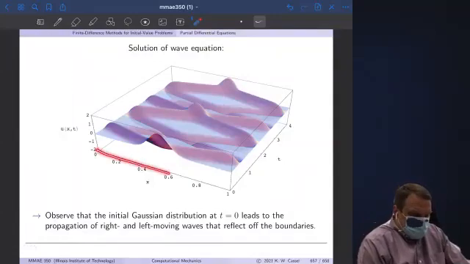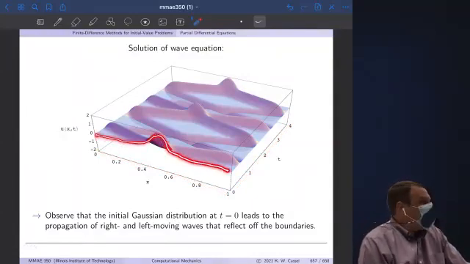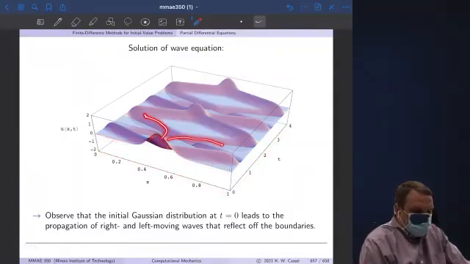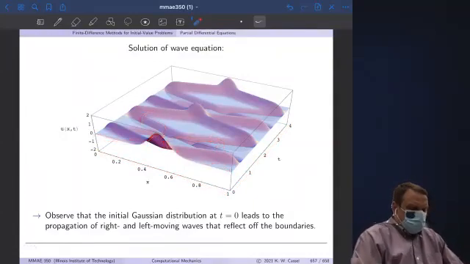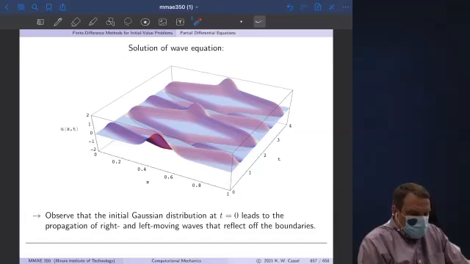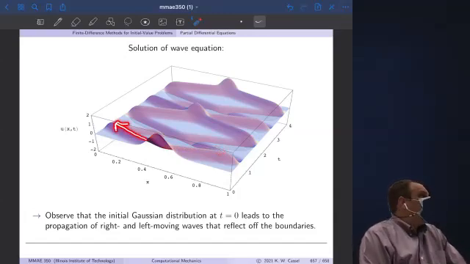So this is x and this is t. Here's our initial Gaussian distribution. Instead of seeing this diffuse out as the heat goes out the two ends, what you get is a wave. You get a right moving wave and an equivalent left moving wave.